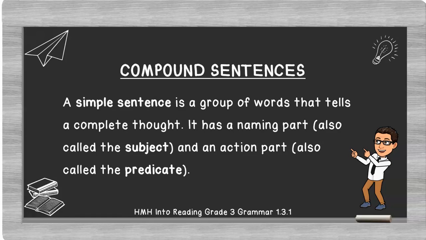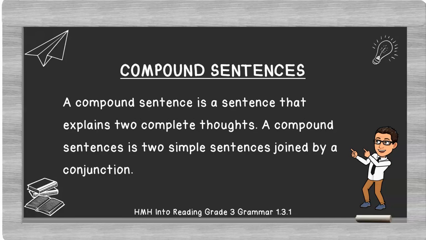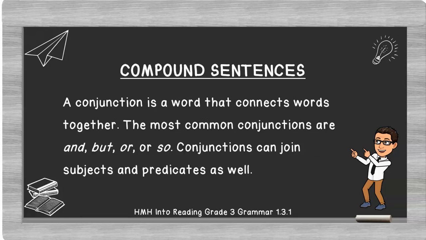All right, let's review. A simple sentence is a group of words that tells a complete thought. It has a naming part, which we call the subject, and an action part, which we call the predicate. A compound sentence is a sentence that explains two complete thoughts. A compound sentence is two simple sentences joined together by a conjunction. And a conjunction is a word that ties other words together. The most common conjunctions are and, but, or so. And conjunctions can join subjects and predicates as well.